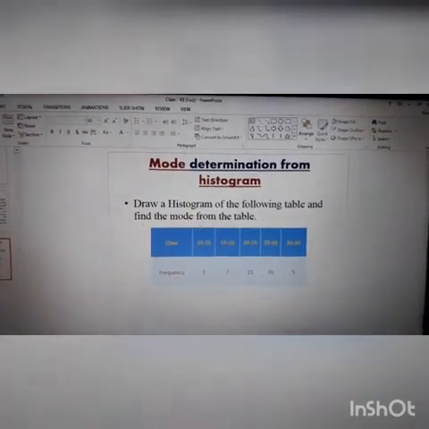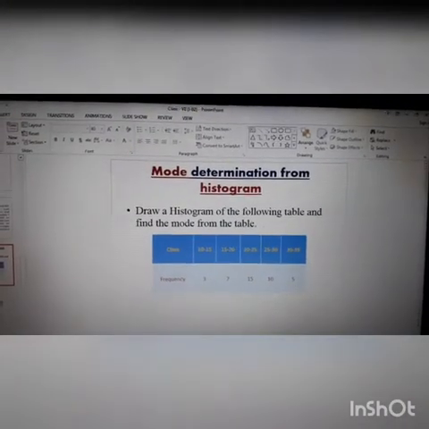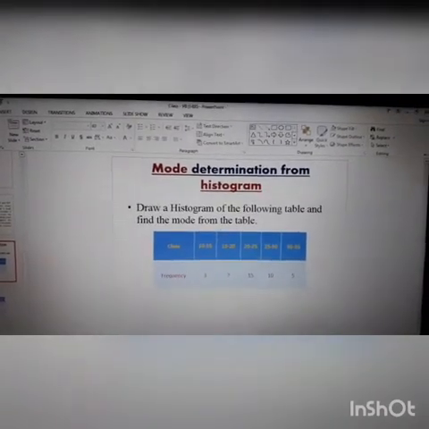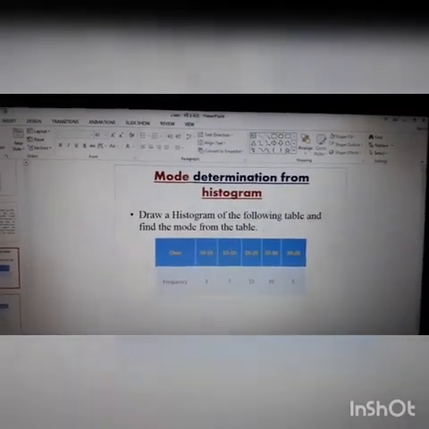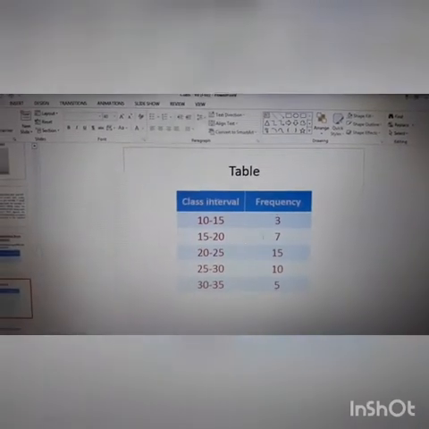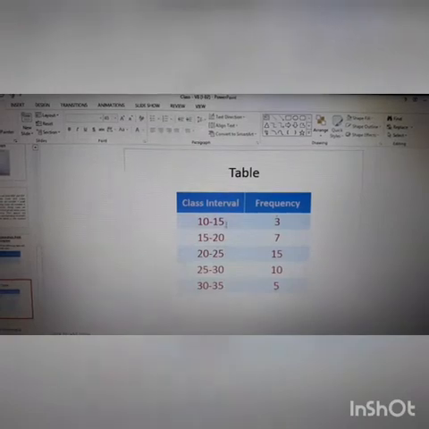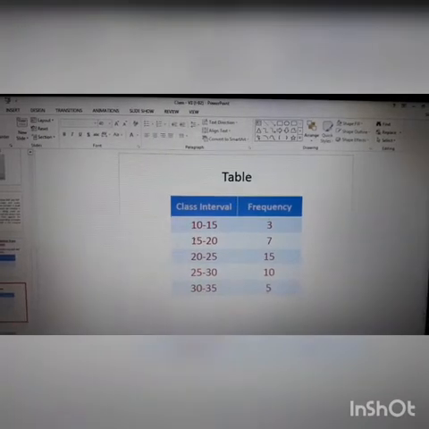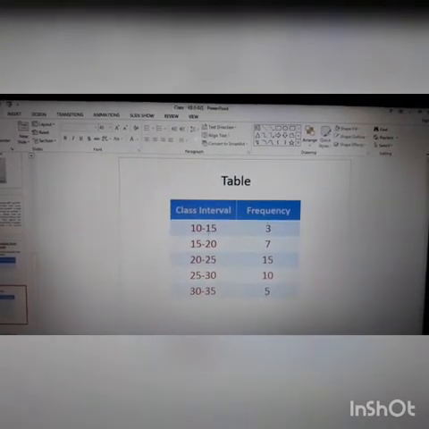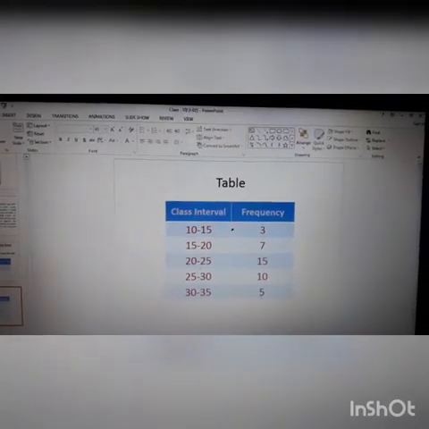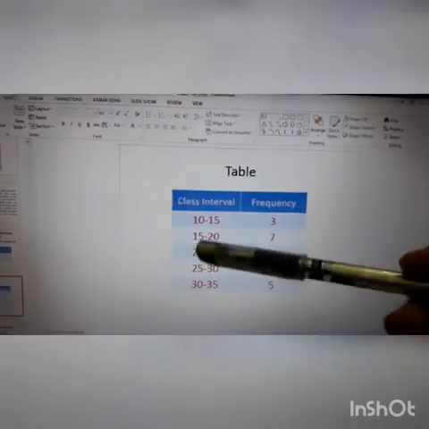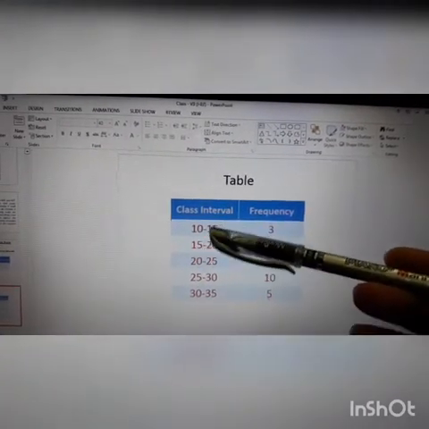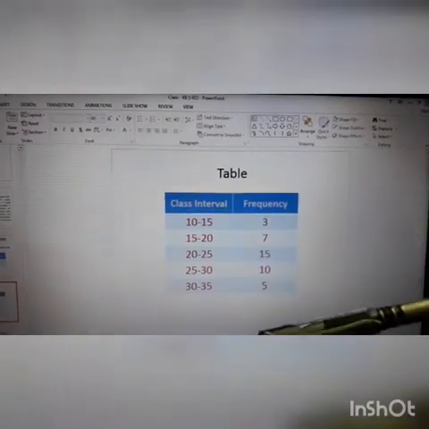Here a frequency distribution table is given. We have to draw a histogram of the following table and find the mode from the table. Just in the previous question we discussed that when the upper limit of a class is not equal to the lower limit of the next class, we have to draw a new column. But here the upper limit of the first class is 15 and the lower limit of the second class is 15, both the same. In that case we need not draw a new column.